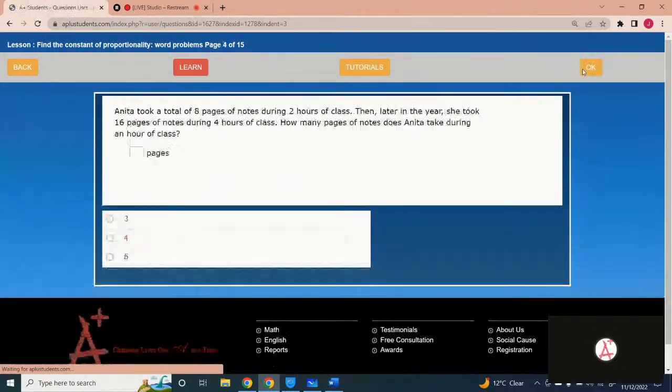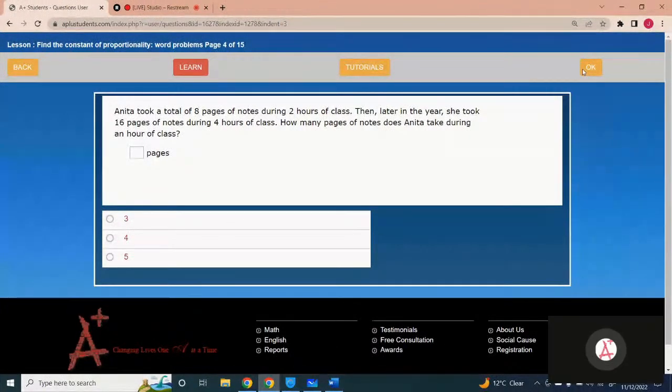Good. Very good. Okay, Anita took a total of 8 pages of notes during 2 hours of class. Then later in the year, she took 16 pages of notes during 4 hours of class. How many pages of notes does Anita take during an hour of class? It would be 8 divided by 2 and 16 divided by 4. So it would be, yes, very good. It would be 4. So just select the correct option and then click on the OK button.